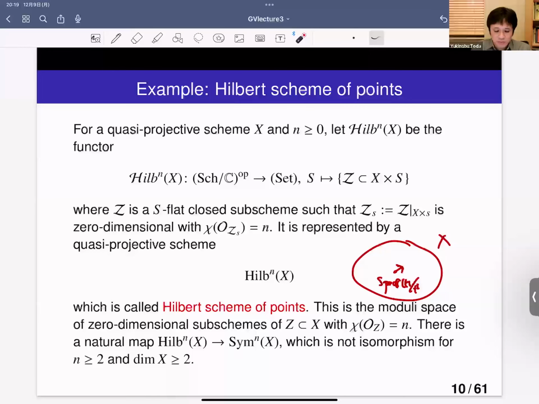So there is a natural map from the Hilbert scheme of points to the symmetric product of X. So this is the quotient of X to the n times, and then take the quotient by S_n, the permutations. So this map is just sending each zero-dimensional closed subscheme to its support.